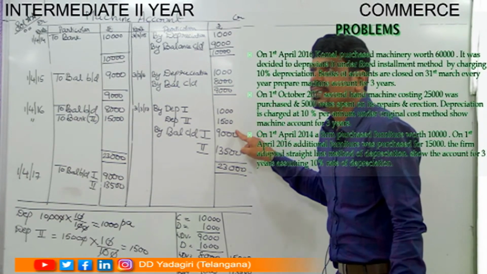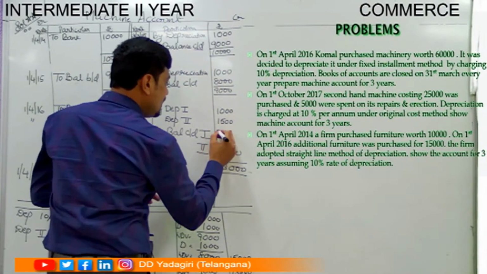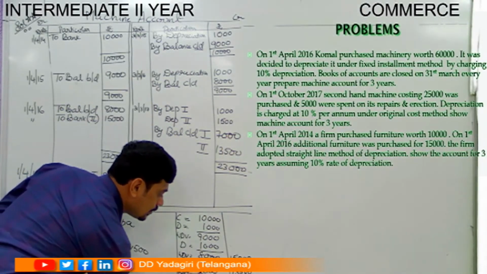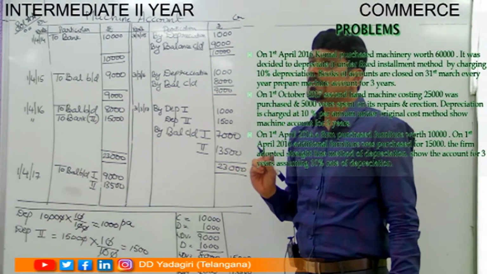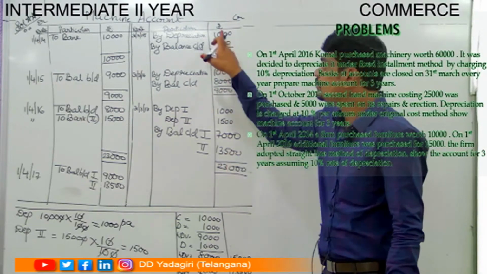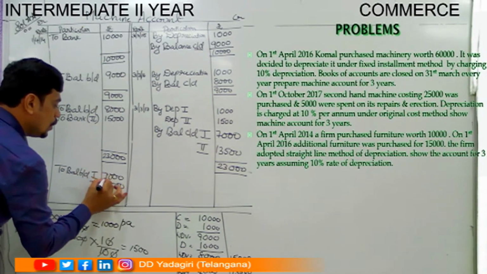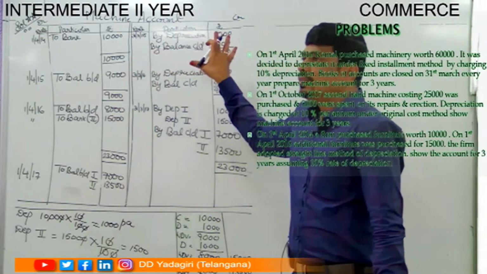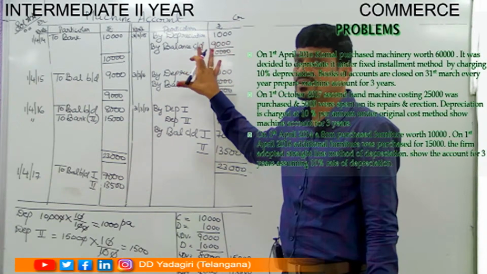One is 9,000. Sorry, it's not 9,000. Extremely sorry, it is 7,000. 8,000 minus 1,000 is 7,000. Mistakes are part of life. Agree? Mistakes are part of life. So 13,500. Like this, we have to bring down the balance. Here also 7,000. So this is about the straight line method.